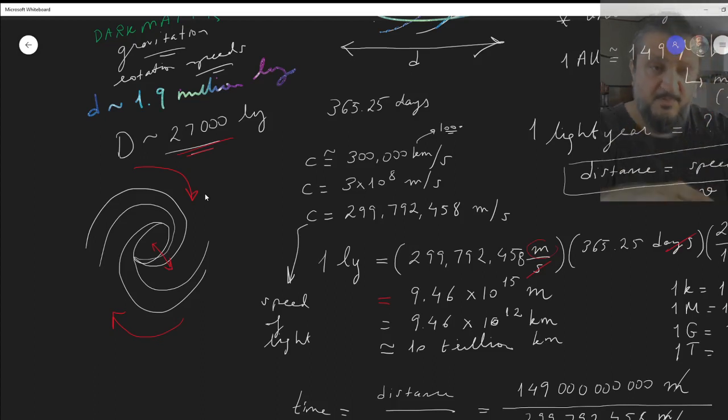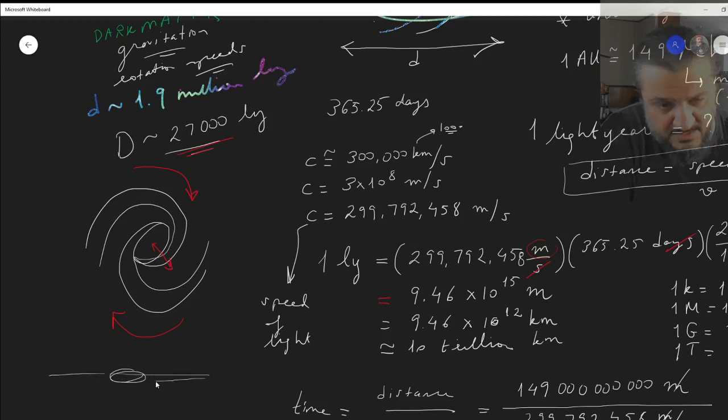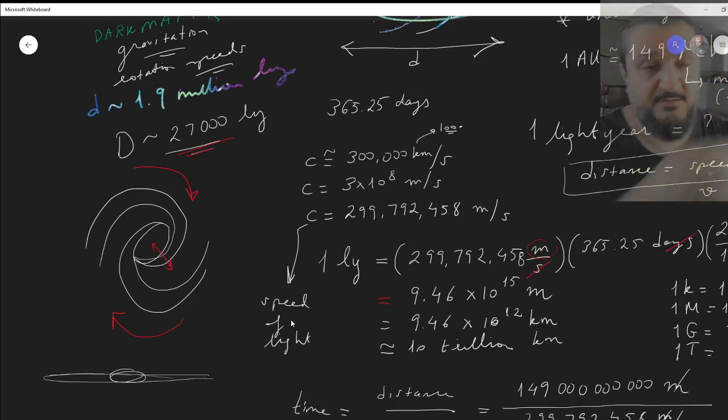Now, this is looking from above, okay? If you're looking from sideways, it looks totally different. So you would see a bulge at the center, and then those spiral arms will be along that plane. So that would be the view sideways. I'm just talking about right on top or bottom, depending on which way you're looking at.